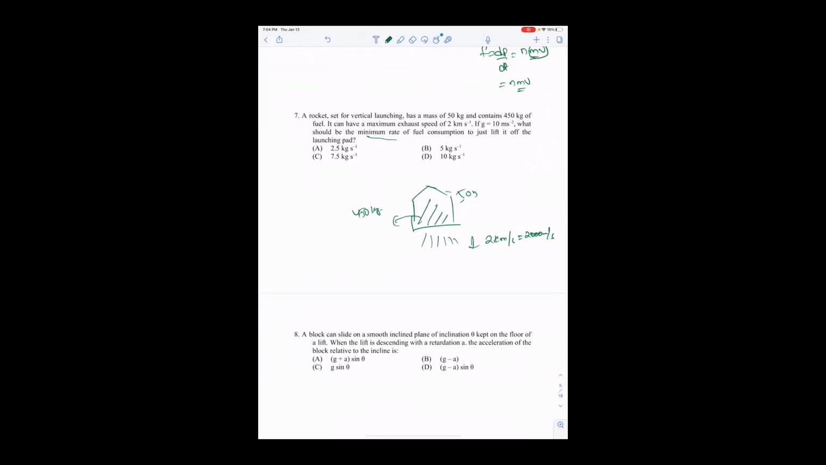What should be the minimum rate of fuel? Rate of fuel means the rate at which the fuel is going out, dm by dt. Rate means how much it is changing or how much is going out. To just lift it, right? So there is no acceleration. You just need to lift it.